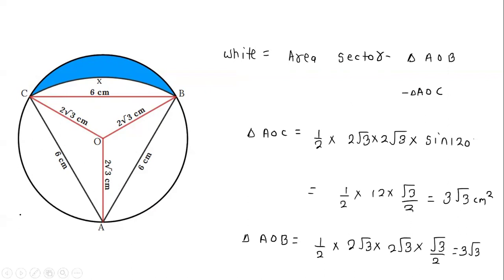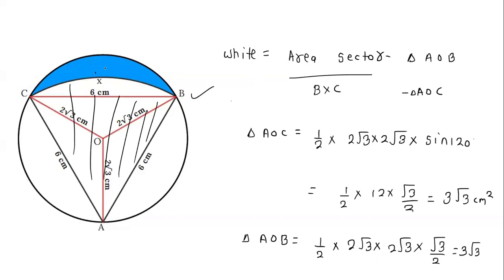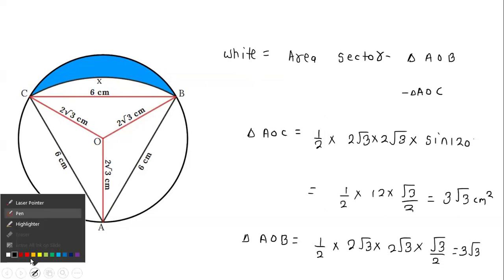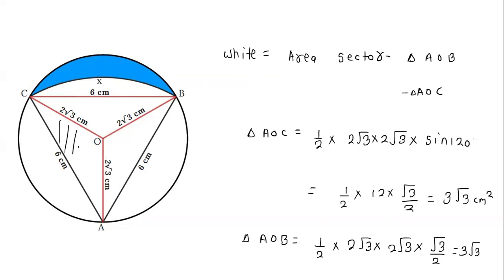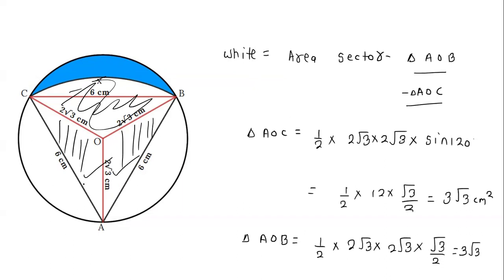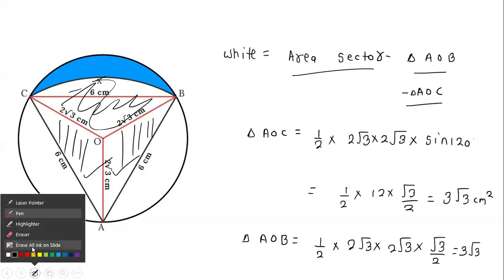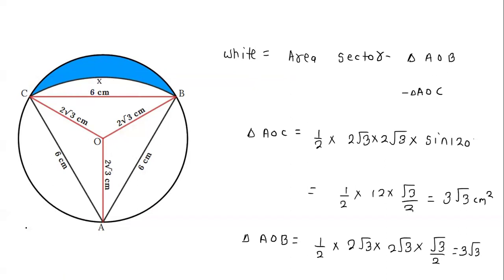So this white area you can calculate by this strategy. You can calculate this whole sector area, the sector BXC. So this is the sector, and then you can subtract this triangle area and this triangle area. Then you can easily find this area. So you can subtract the AOB triangle area and the AOC triangle area. This is the AOB triangle and this is the AOC triangle. So you subtract the AOB and AOC triangle areas from the sector area, then you can find this white area which we require to solve the problem.